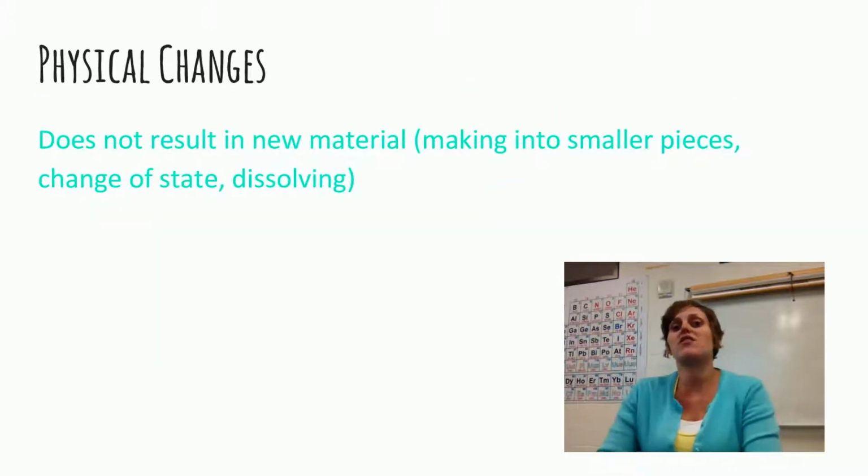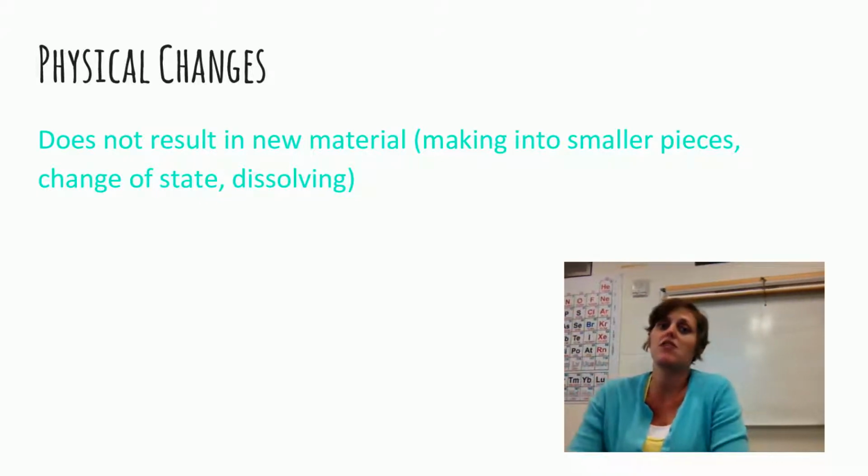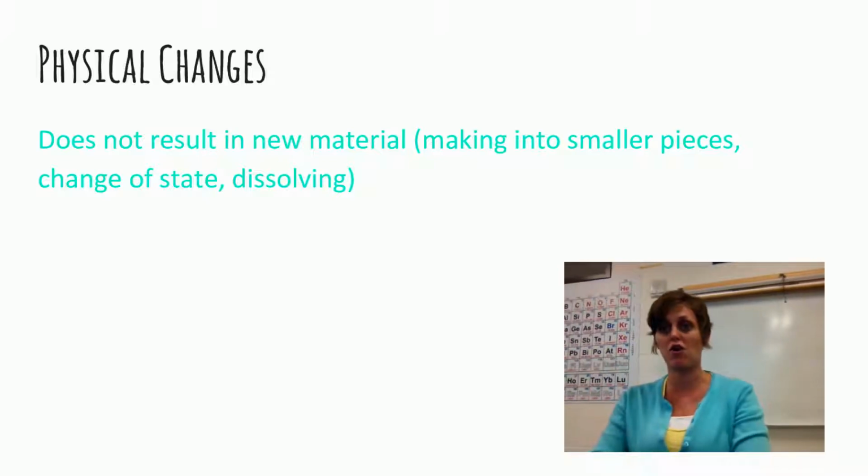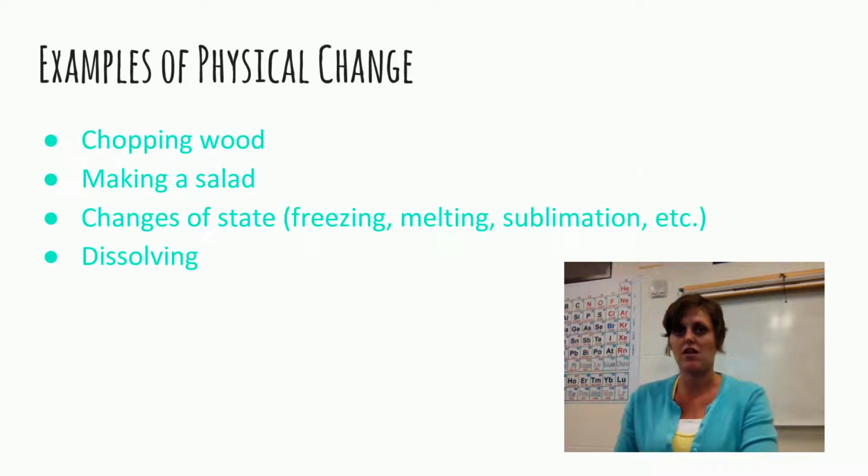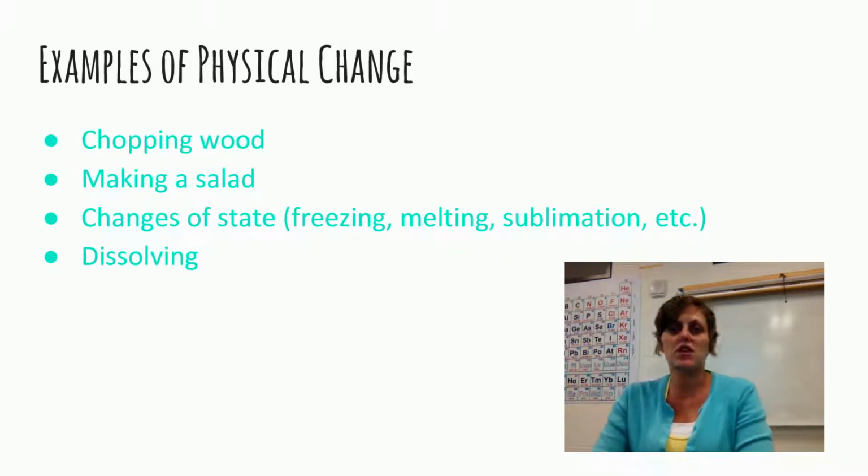Alright, so physical changes are changes that do not result in a new material, meaning you can make it into smaller pieces, you can change state, you can dissolve. Those are physical changes. Examples of physical change include things like chopping wood, making a salad, freezing, melting, sublimation. Those are the ones that people really get confused, and also dissolving.